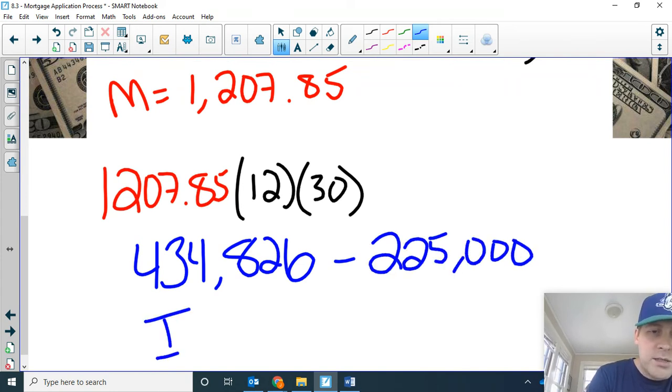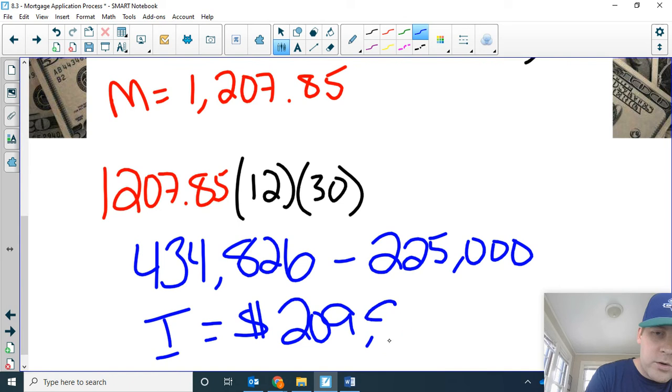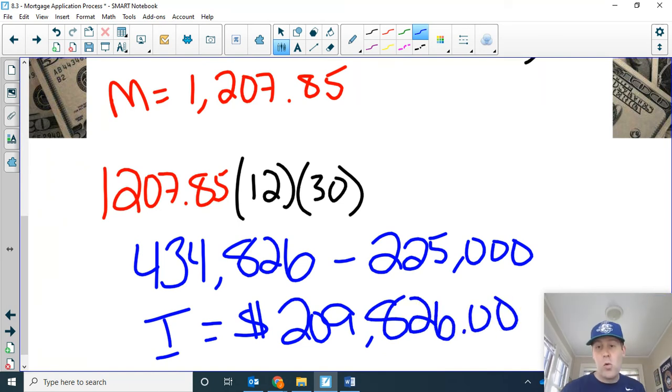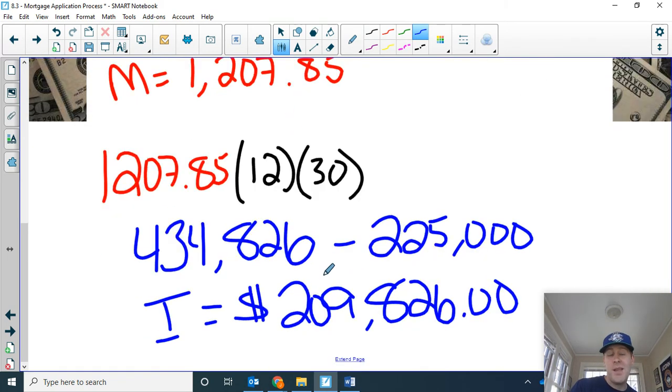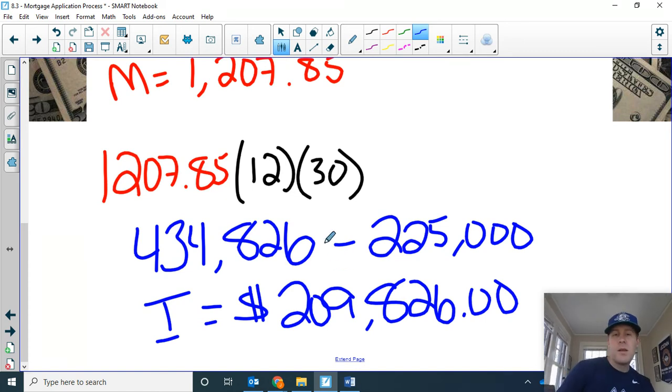and our interest is going to equal $209,826.00. Whew, crazy, crazy. Not quite double her mortgage because the interest rate is a little lower here, but still, I'm not looking to give the bank $209,000 for nothing. Well, I guess for borrowing the money at that point, but crazy, crazy.